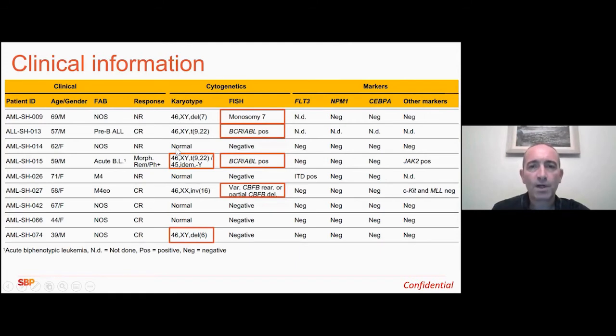What I really also want to point out is that 4 of these samples are considered normal or negative by traditional cytogenetic analysis. So traditional analysis will find nothing wrong with these samples, even though they're obviously not normal because they do have leukemia. So it was of interest to us to see what could we find using optical genome mapping.